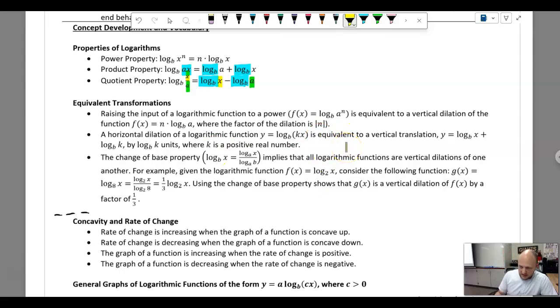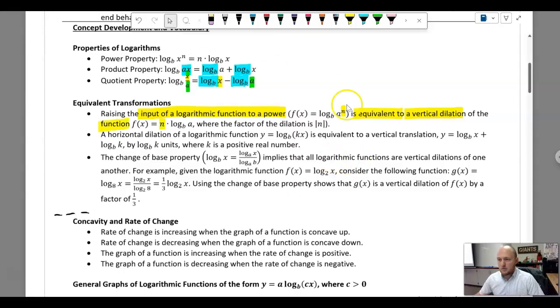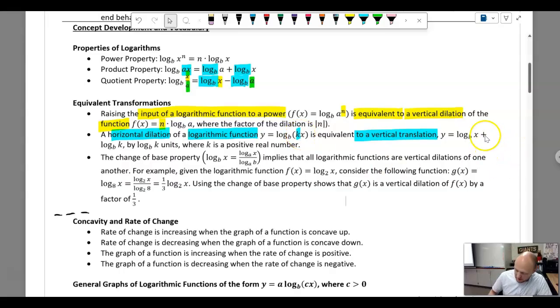If I raise an input of a logarithmic function to a power, that is equivalent to a vertical dilation of the function. You can see that power, for a logarithm, I can move it out, and now it's a coefficient. So this would be a vertical dilation. A horizontal dilation of a logarithmic function, when I multiply by k here, is equivalent to a vertical translation. Again, if I multiply by a b value here, or this time they're calling it a k, I can separate these using the product property. So I'm going to be adding log base b of k.